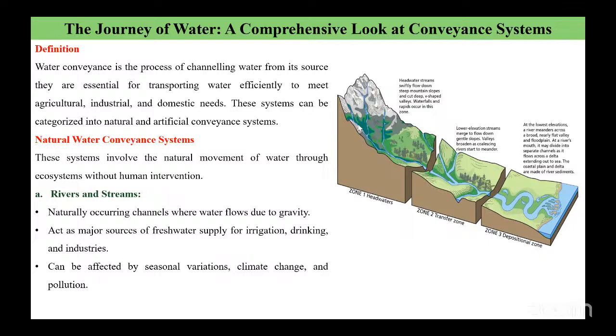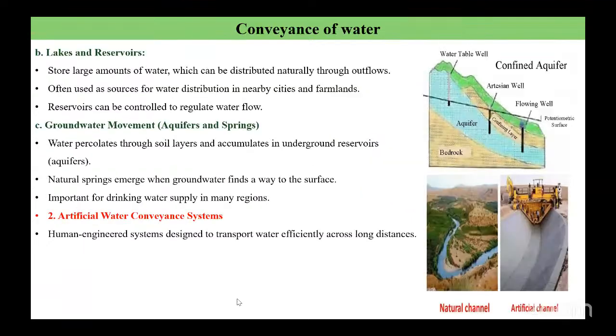And with warmer temperatures, more water is getting distributed, and with more climate and seasonal changes, drastic rainfall or floods destroy the natural ecosystem and all. And also the pollution is affected by this. So coming to the second one, the natural resources, which are the lakes and reservoirs.